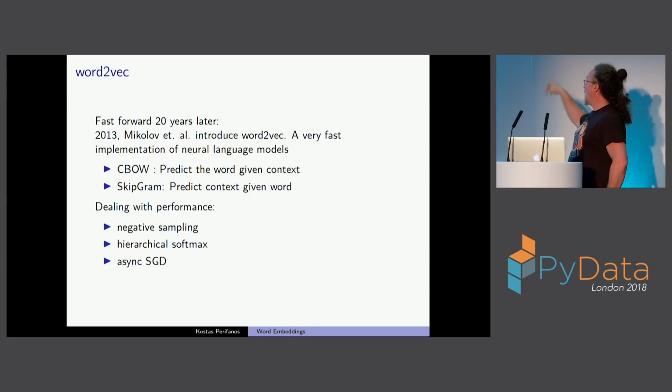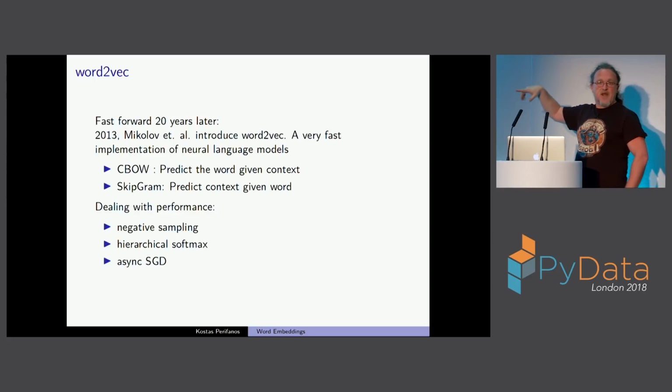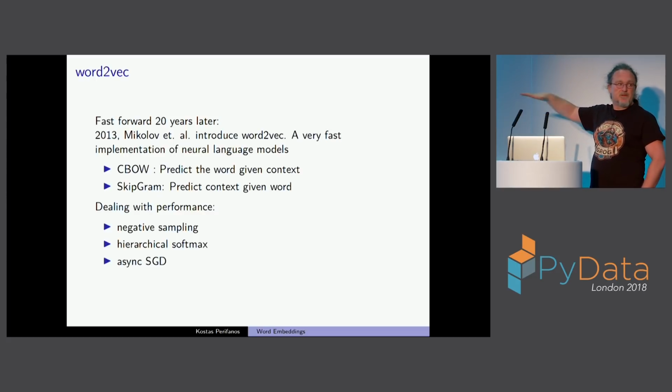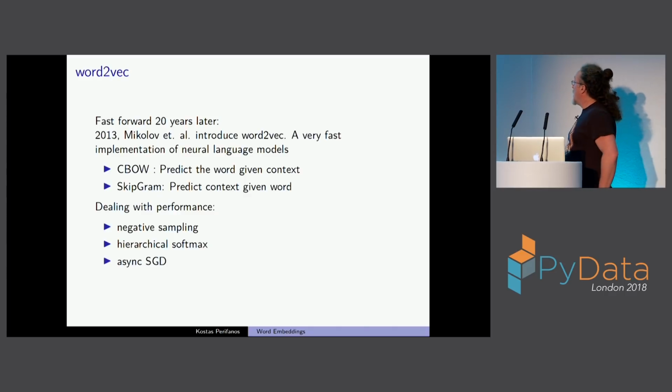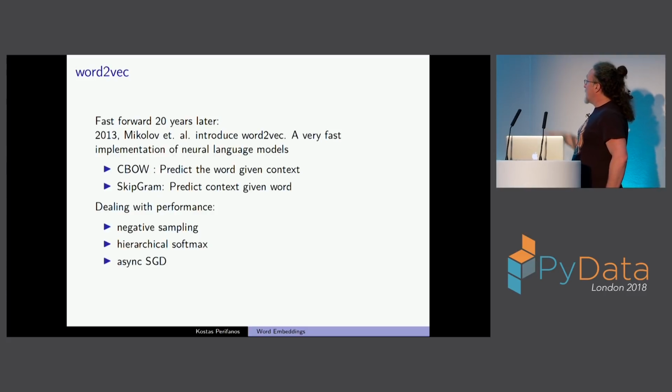2013, Mikolov, all being at Google at the time, introduced word2vec. A disclaimer: not all of these models are deep learning models, and especially word2vec is not a deep learning model. It's a shallow log-linear model. They introduced word2vec with two variations, CBOW and skipgram, which we'll discuss a little later.